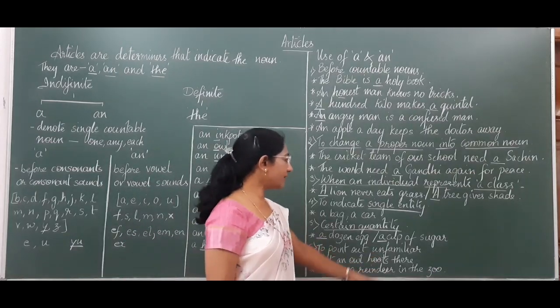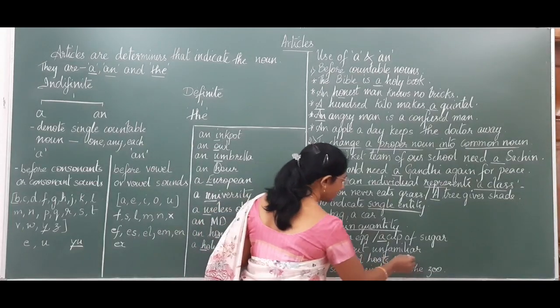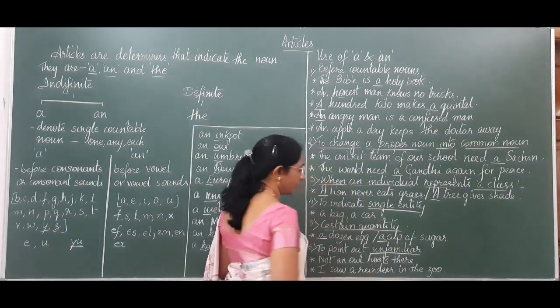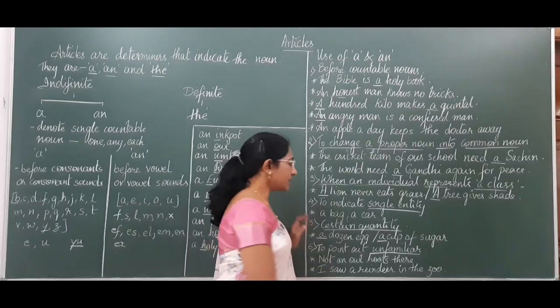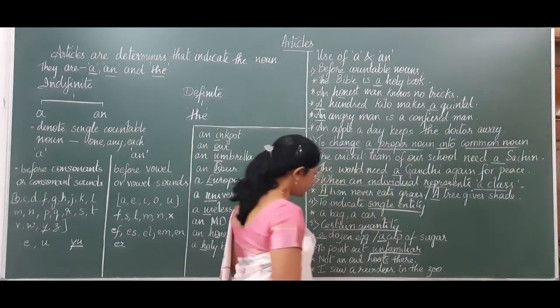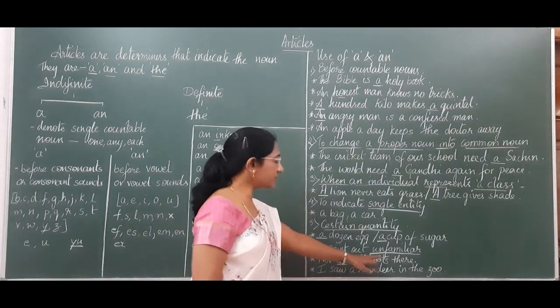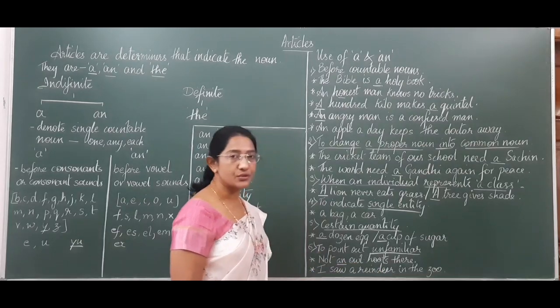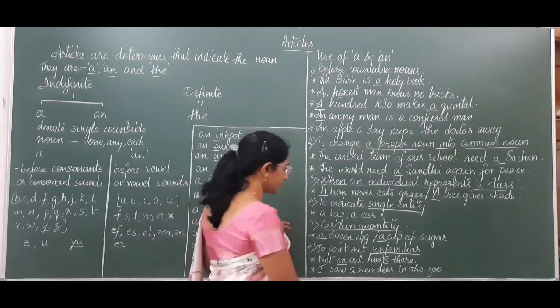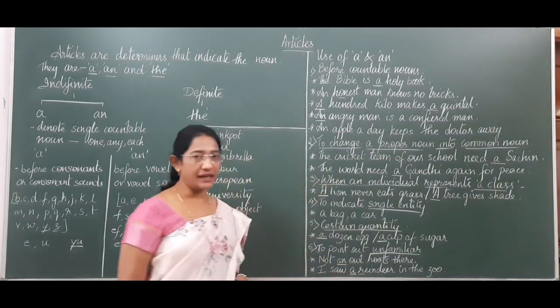To point out an unfamiliar thing, person, or object, something which is unfamiliar to you. An owl hoots there. With owl, we use an because it produces a vowel sound. So it is something which is not familiar. I saw a reindeer in the zoo, which is not familiar. A reindeer, as it begins with a consonant sound, we use article a.